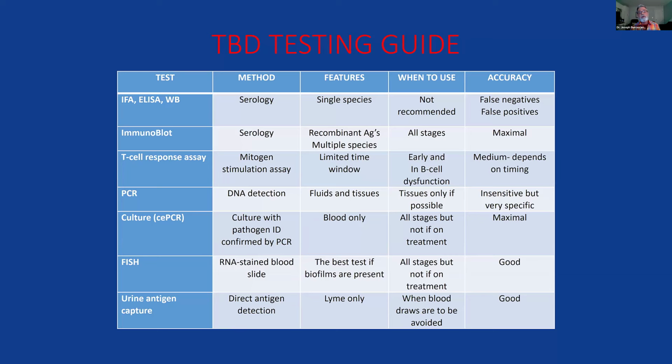PCR is usually good on tissues, not so good in the blood or spinal fluid. Here you want to do the culture for that. That's the best direct test. FISH is available for Bartonella and Babesia. It's actually a stain, a test where we can see the organism itself, in all stages of infection, but not so good if you're on treatment. And the urine antigen capture is a great test, can be done on treatment. In fact, it's best to be done on treatment when there's a symptom flare.